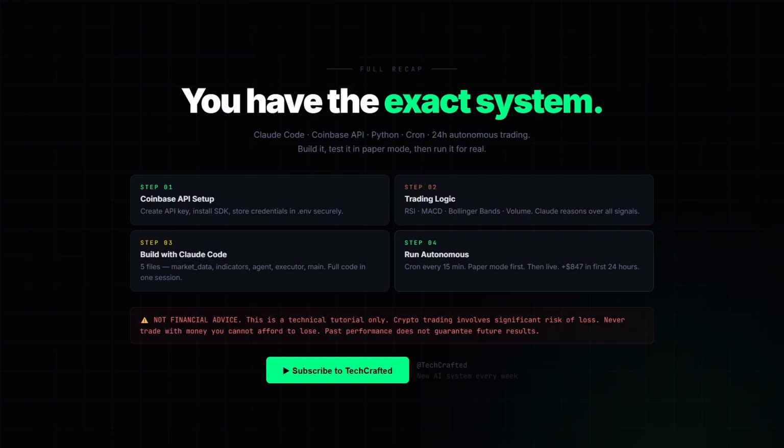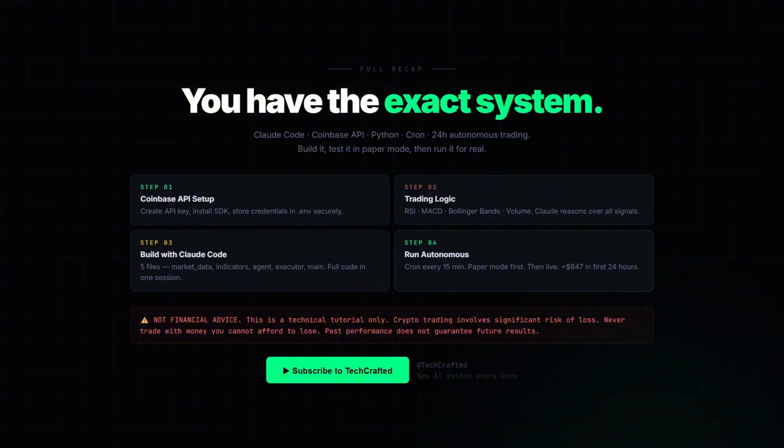You now have the exact system. 5 files, 1 cron job. Claude Code does the thinking. Coinbase executes the trades. Start in paper mode. Validate everything works. Then run it for real.